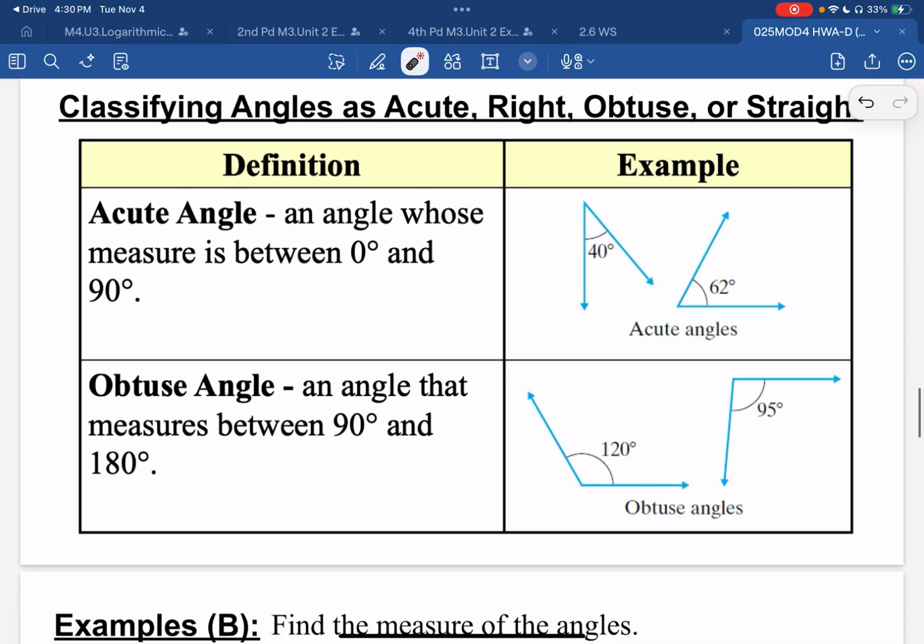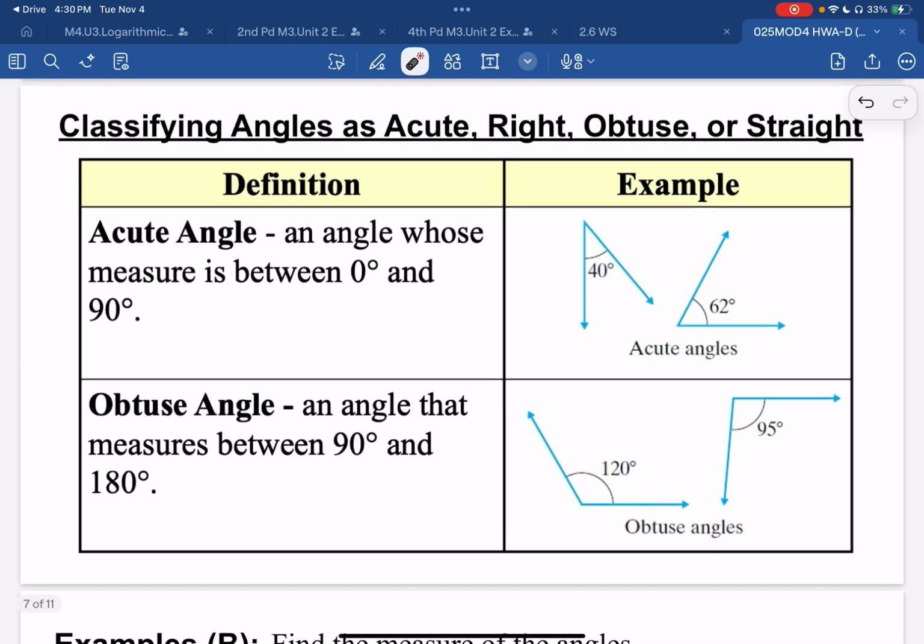Okay, we have 2 more terms. An acute angle, that's going to be any angle that measures between 0 and 90 degrees. So anything that's small, between 0 and 90. An obtuse angle is any angle that's between 90 and 180. So these are going to be your larger angles.